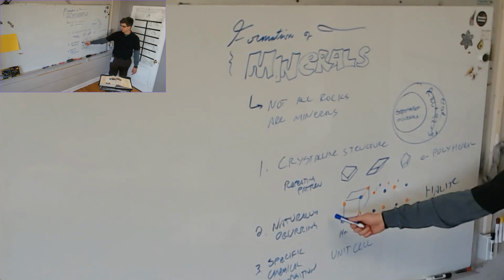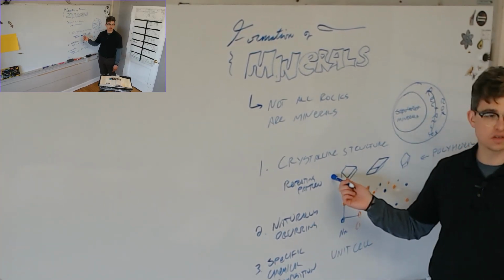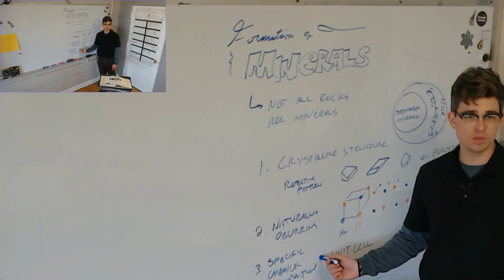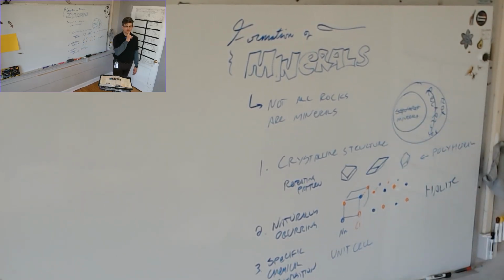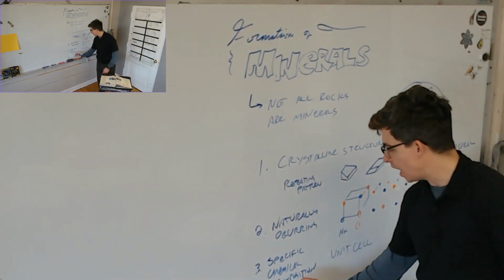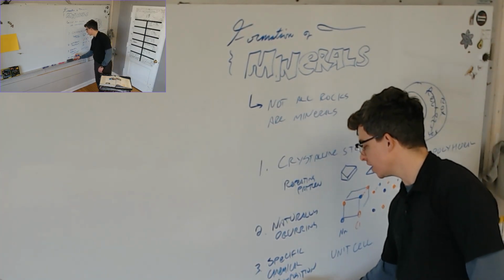Is it naturally occurring? Yeah. Does it have this crystalline structure? I just said it did. Does it have a specific chemical composition? Yeah, CaCO3. What makes it not a mineral if the seashell made it? Or if the little critter made it? Has to be inorganic. I prefer abiogenic.